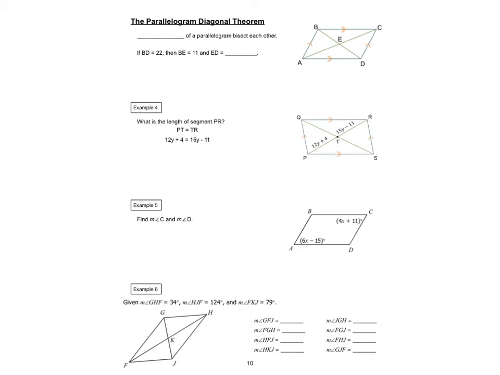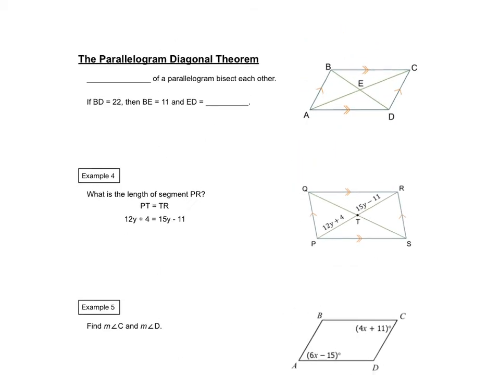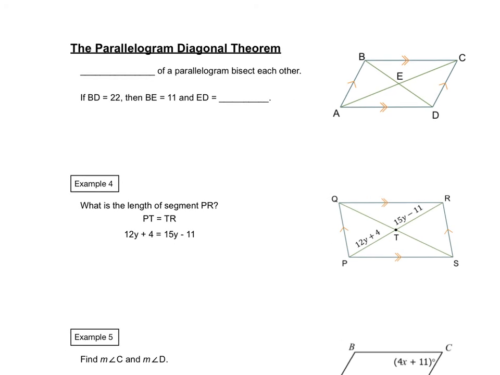Because, another property for parallelograms, we have the parallelogram diagonal theorem. And what that tells us is the diagonals of a parallelogram bisect each other. So my diagonals of a parallelogram bisect each other. So what does that mean? Well, we have diagonal AC, and then we have diagonal BD, and they bisect each other at point E.